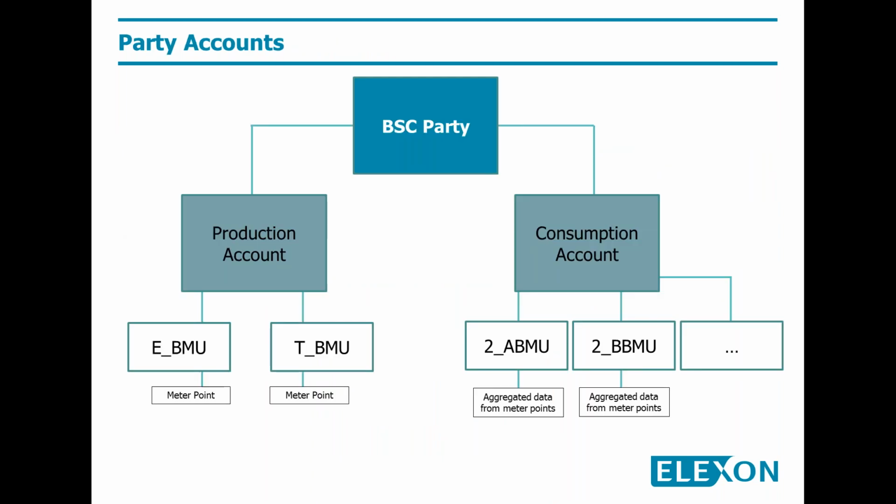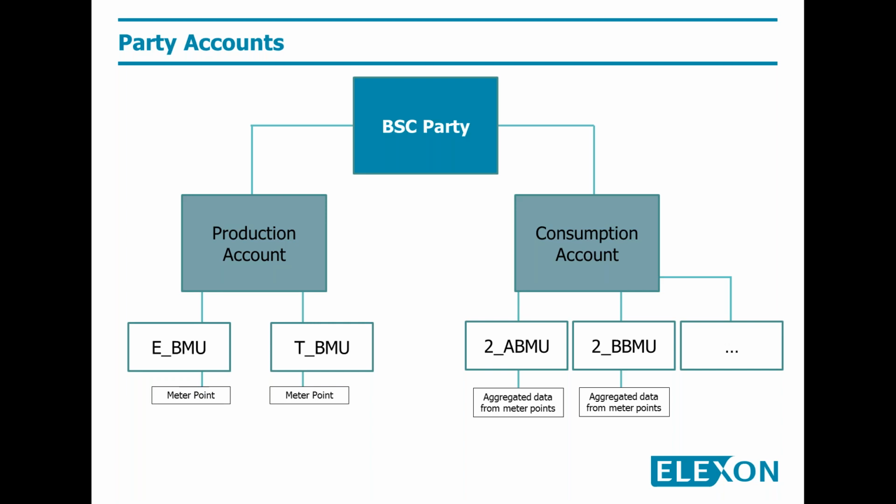Okay, so what does that mean for a BSC party? Each BSC party will have 2 accounts, a production account and a consumption account. As the names suggest, any generation, or anything that begins with an E or a T for the BMU ID, will go into the production account, and any consumption, so any customers you supply, depending on their GSP region, will go in the consumption account.